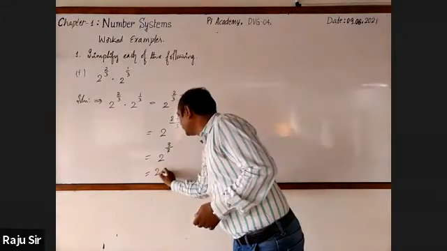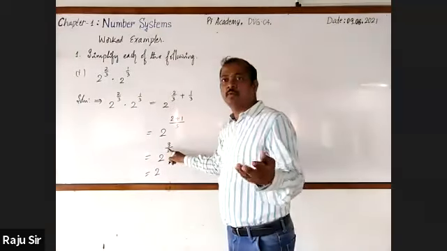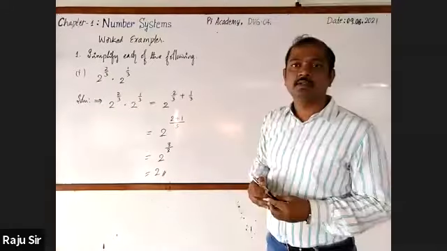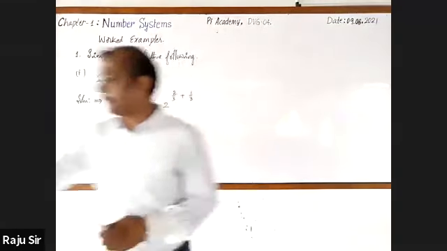It is 2 raised to the power 3 by 3, which is 1. 2 raised to the power 1 is 2. The final answer is 2. Hope you have got the same.